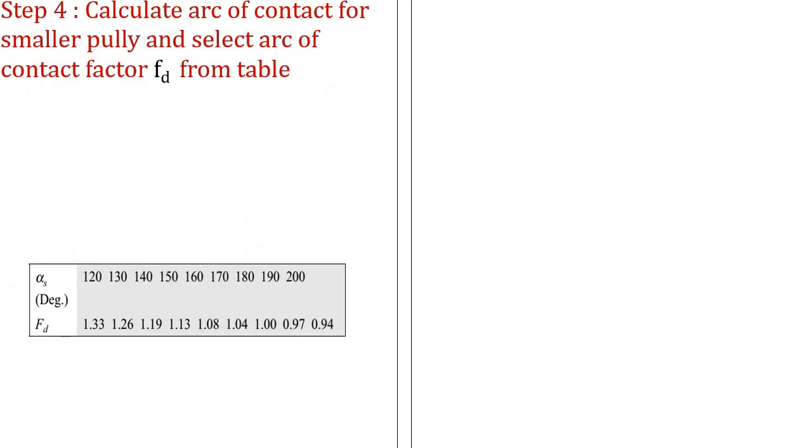Now step number 4. Calculate the arc of contact for the smaller pulley and select the arc of contact factor Fd from the given table. So alpha s equal to pi minus sin inverse of (D minus d) by 2C.